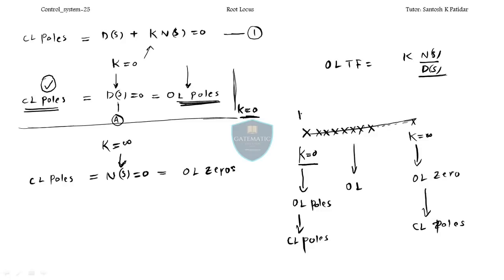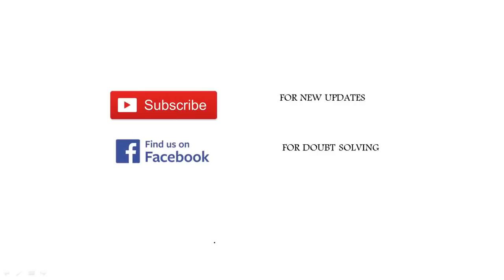Means overall for k equal to 0 to infinity, your poles are moving. The poles are what? The closed loop poles. The closed loop poles are moving. So if you are studying the closed loop poles, it means you are studying the closed loop stability, isn't it? So is this clear to you? So this was the introduction part of the root locus. In the next lecture we'll discuss something more about this.